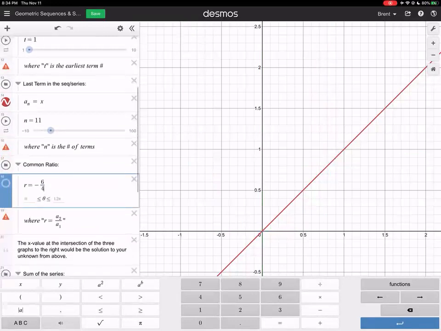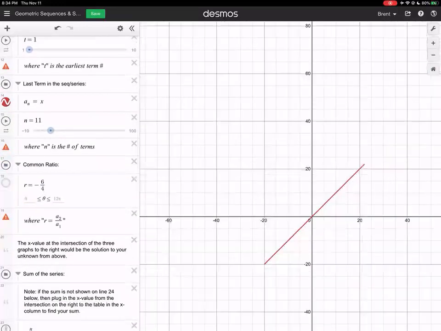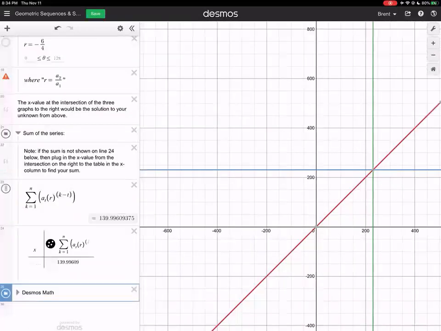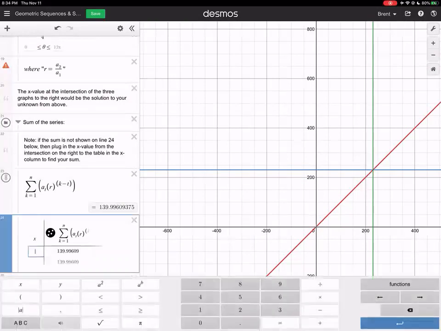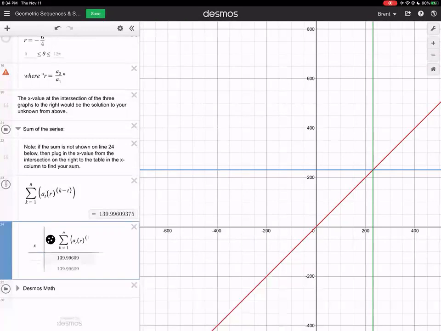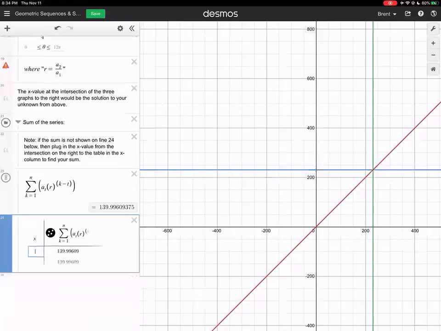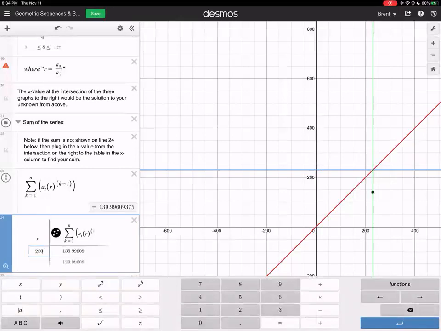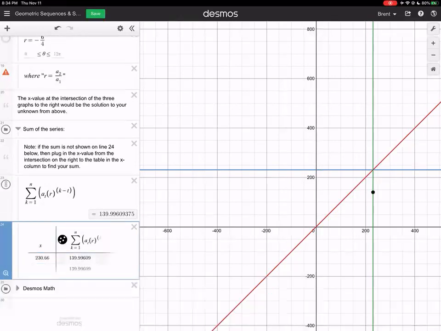And so if you zoomed out here, we just look for where they cross. This would give you the unknown, which happens to be the last term. The last term would be 230.66. But if you want to know the sum, you would look down here. You see both of these are already solving. If it did not show you a number, you would plug in the x value, which in this one is already solving. It didn't need to know the last term. So it'd be 230.66. On any other scenario where it wasn't showing it, you'd say 230.66, and then it would give you the answer.